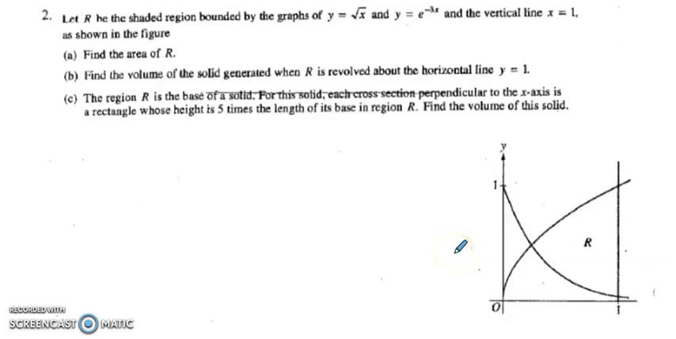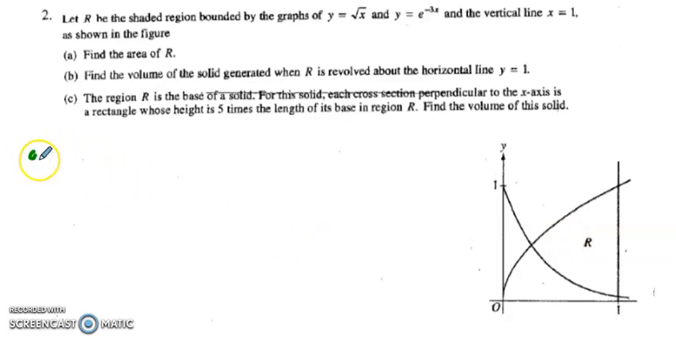All right, here is the second free response problem in the Unit 5 review packet. So we have R, it says it's a shaded region, but it's basically this region here. And it's bounded by the square root of x above, below by e to the negative 3x, and to the right by the vertical line x equals 1. And they want us to find the area of R.